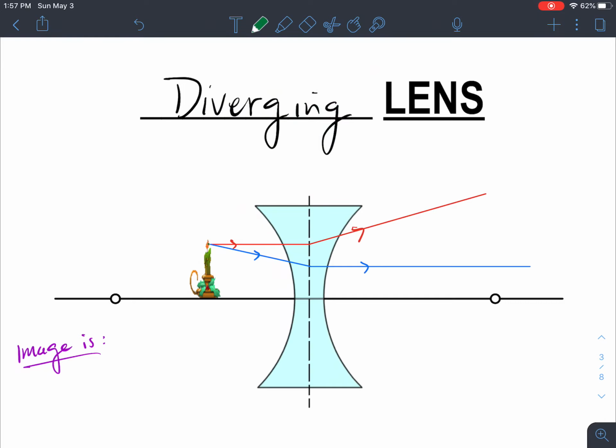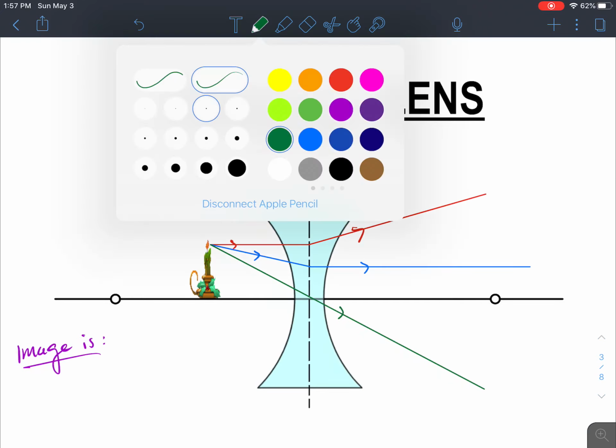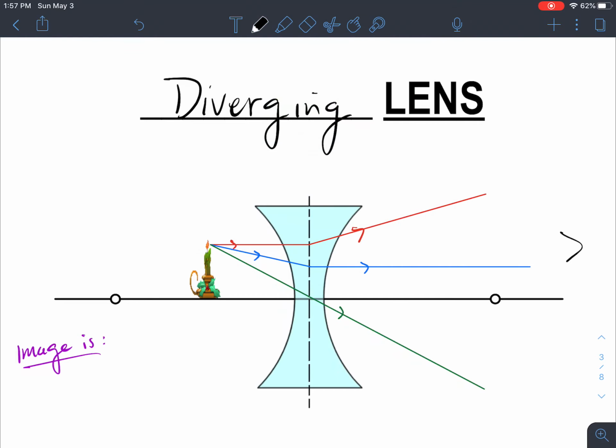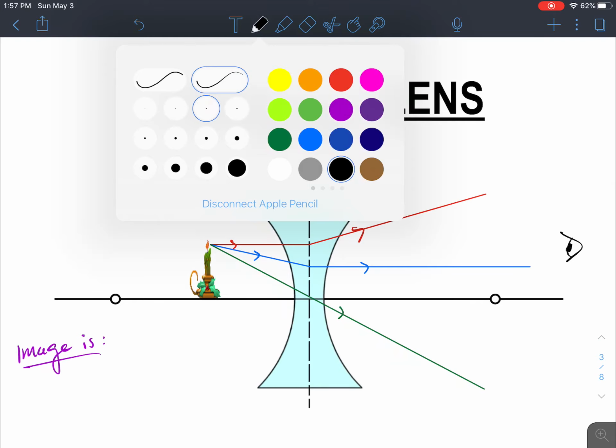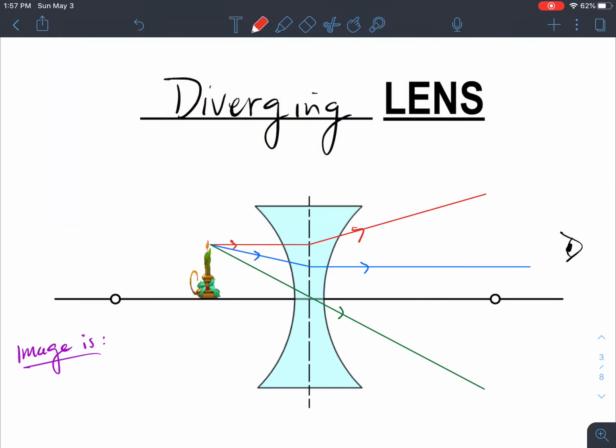Third one, this is always the easy one. Going right through. Okay, so that's going to be the 3 rays for this one. Again, to an observer on the right-hand side, we're going to trace backwards and figure out where these light rays are coming from, or where they seem to be coming from, rather.